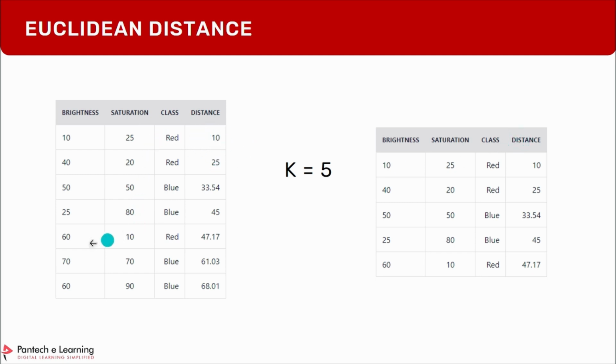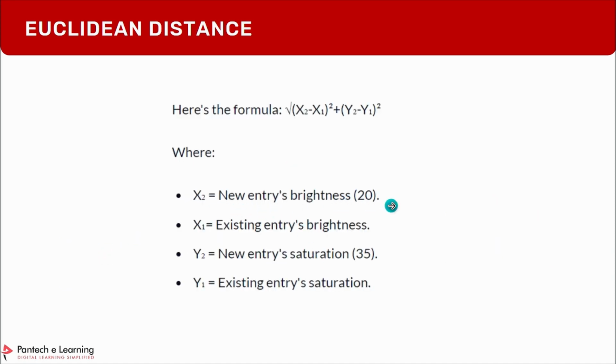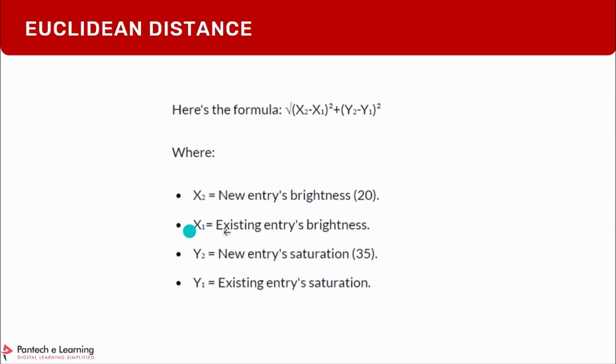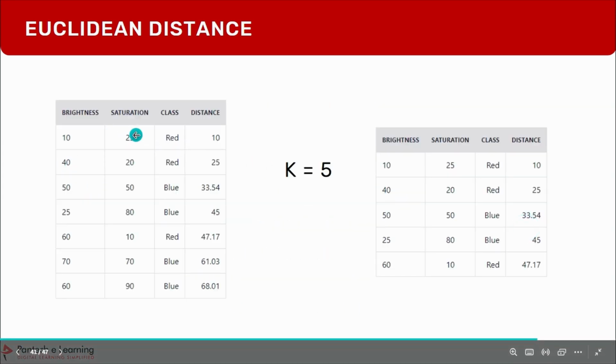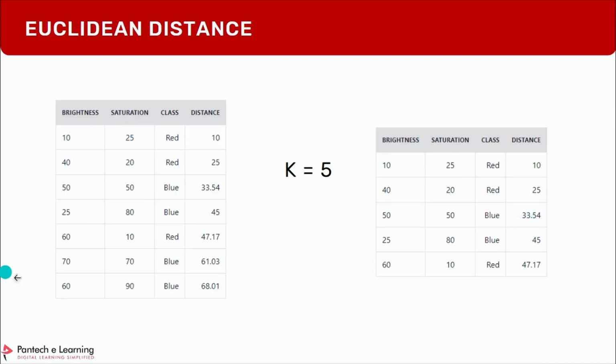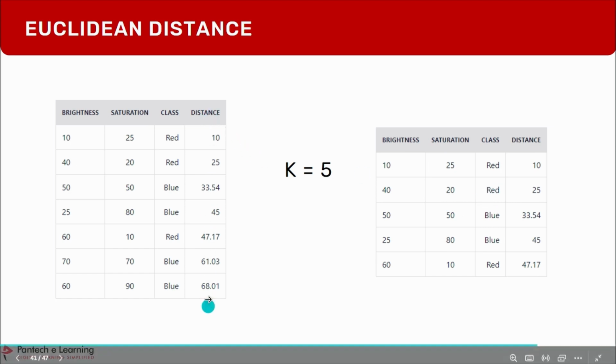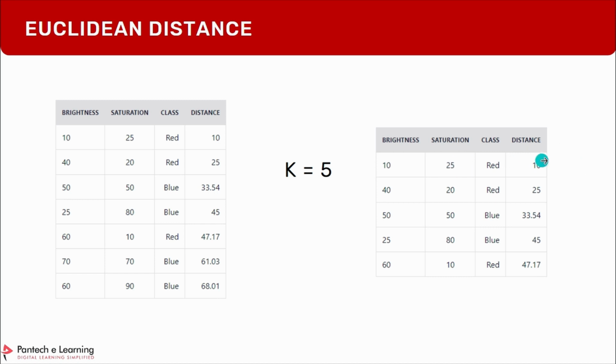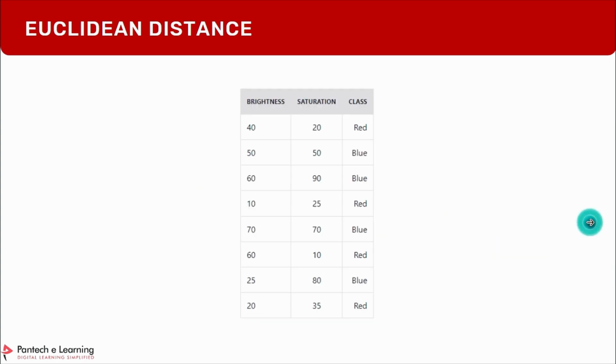Like that you will be calculating for the others also. So x2, which is 20, and y2, which is 35, will be constant here. This value will change one by one. The first time the value of x1 is going to be this one, 10, and the saturation y1 will be this 25. Like that, you will calculate it for everyone and plot the distance. So the k value, if you go with 3, then consider in 3 also we are getting red, right? Based on that we will be predicting the output.